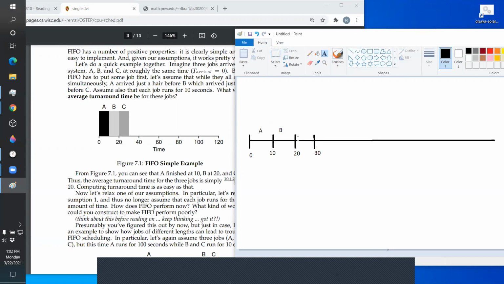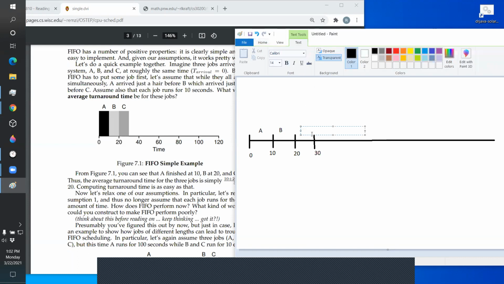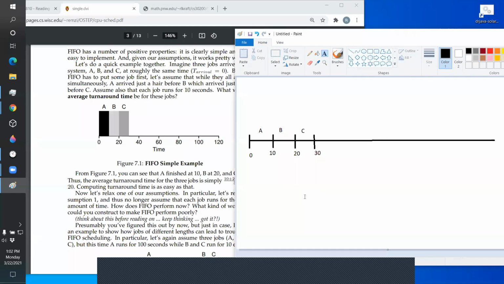When we do these on a chalkboard, it's simple enough to do it just like this. This represents the idea that job A is running from 0 to 10, then from 10 to 20, job B is running, and from 20 to 30, job C is running. Okay, that's all that really means. It's not a bar chart. It's really just a timeline where you denote which process is running for each interval of time.